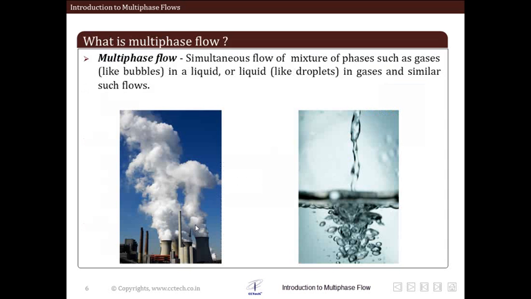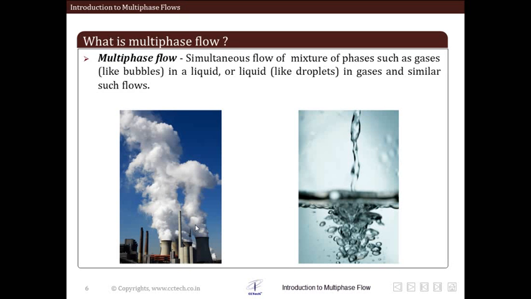Now let us have a look at what is multiphase flow. Multiphase flow in simple terms is simultaneous flow of mixture of phases such as gases in liquid or liquid in gases and similar such flows. So when we say multiphase flow, what a picture should come to our mind is it is a mixture of different phases, and these phases have their distinct velocity field.